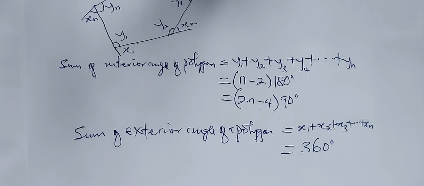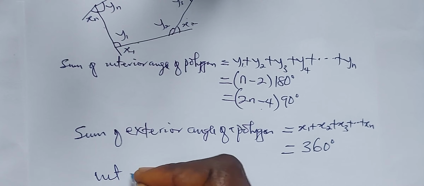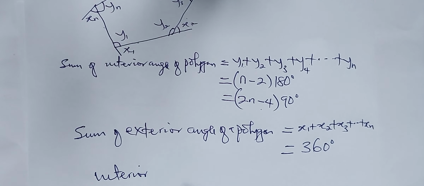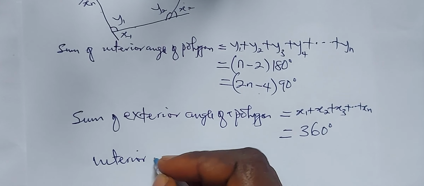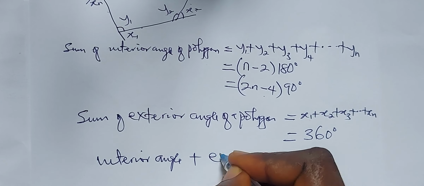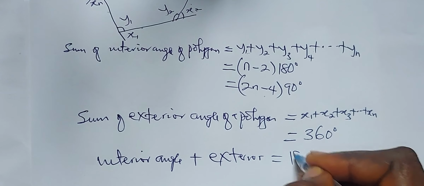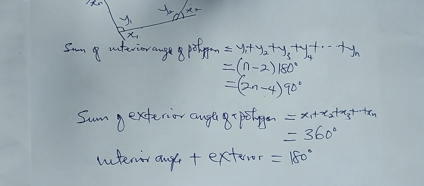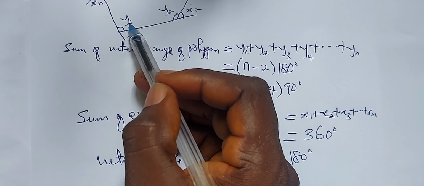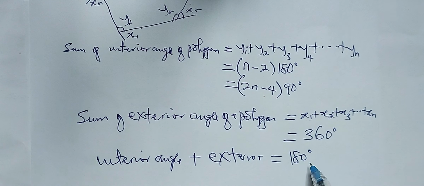Also, you need to know that interior angle plus exterior angle is equal to 180. The reason, you can see it: x1 plus this angle lie on a straight line. So when you add them, it should give you what? 180. It's a simple formula, so don't make it difficult.